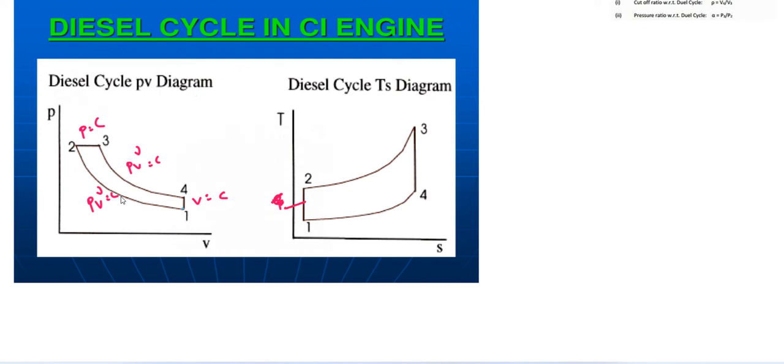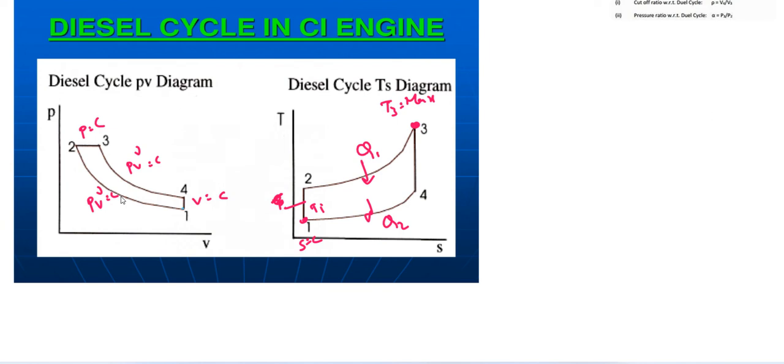Here entropy will be constant, S equals constant, and here Q1 heat will be injected, here Q2 heat will be rejected. And for 3 to 4, T3 is the maximum temperature, T3 equals maximum, and T1 is the initial temperature. These are the main basic points.